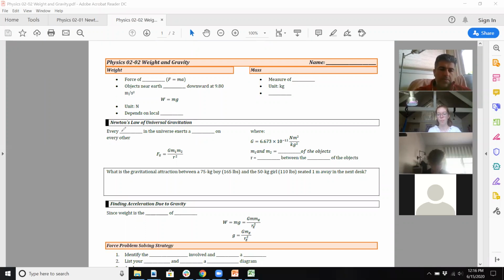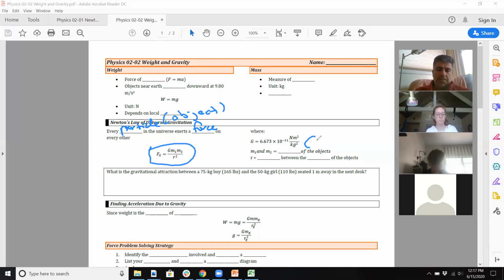Now, every particle, or if you use the word object, it doesn't really matter, in the universe experiences a force from every other. So, for example, there is a force going on between myself and the center of the Earth, or maybe myself and the table next to me. It might be a very small force, but it's nonetheless a force. There's an equation that's used to calculate that.